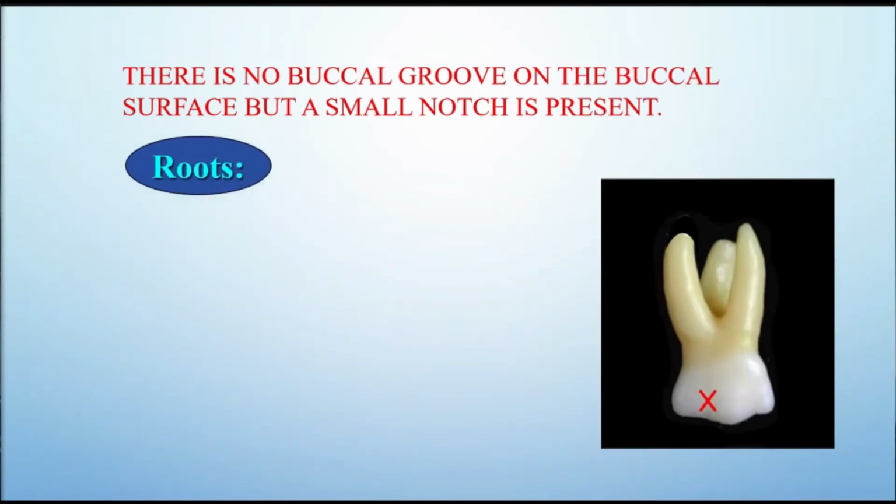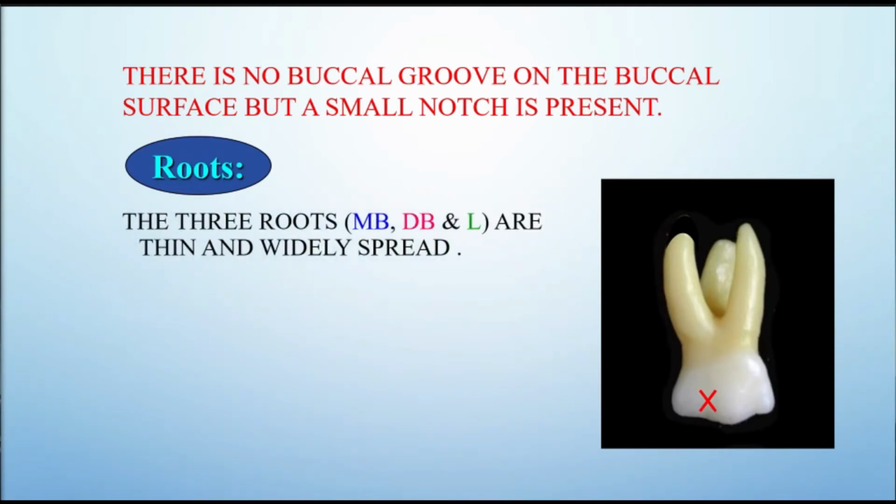There is no buccal groove on the buccal surfaces, but a small notch is present. Usually, for permanent dentition, we find there is a small developmental groove between the mesiobuccal and distobuccal cusp, or mesiolingual or distolingual cusp. But here, in the deciduous tooth, we don't find any groove, but there is a notch, a small depression. Notch means a small depression is present in between the two cusps.